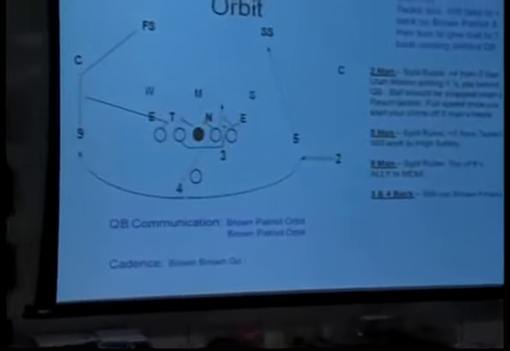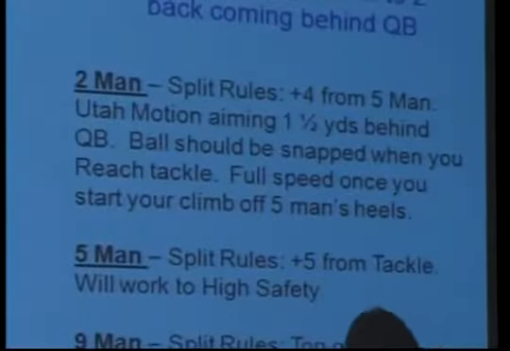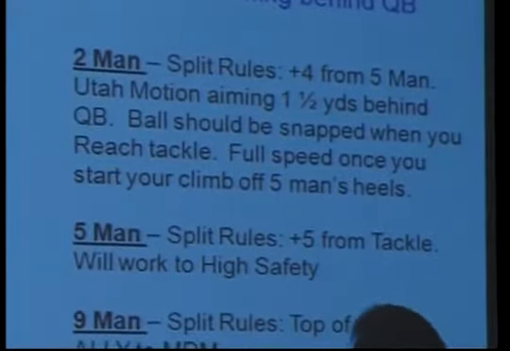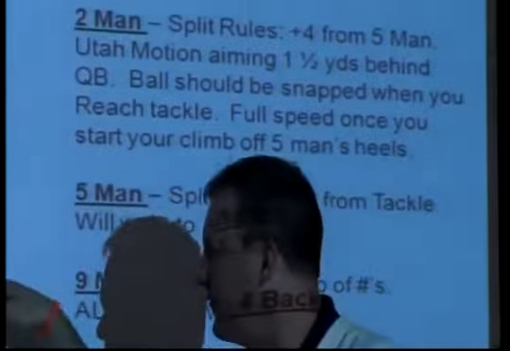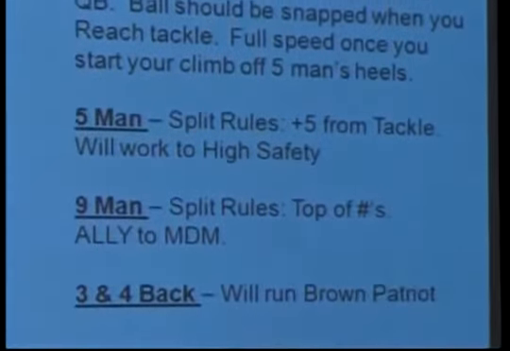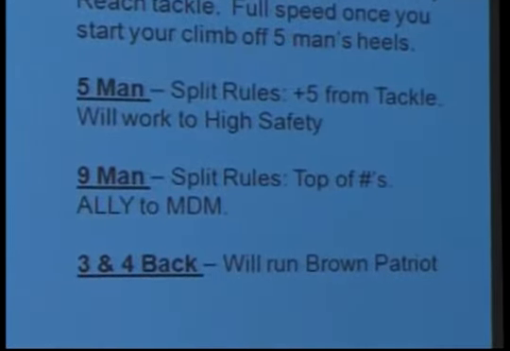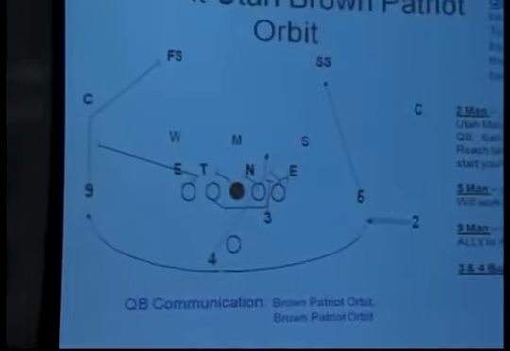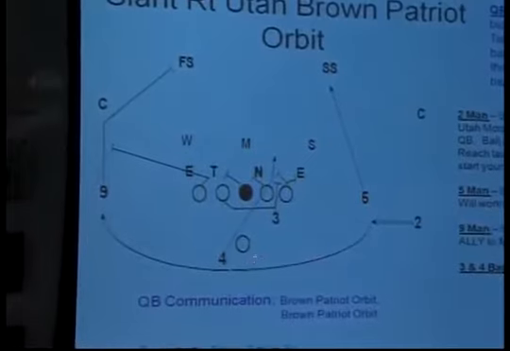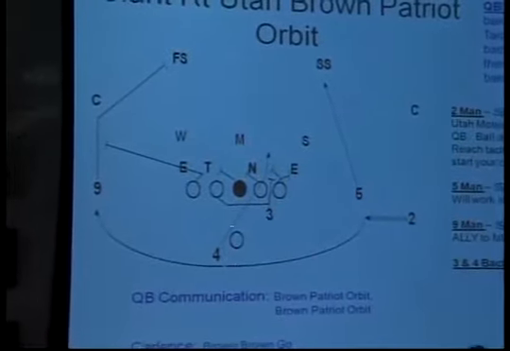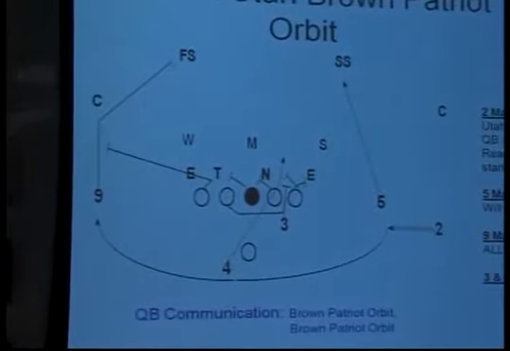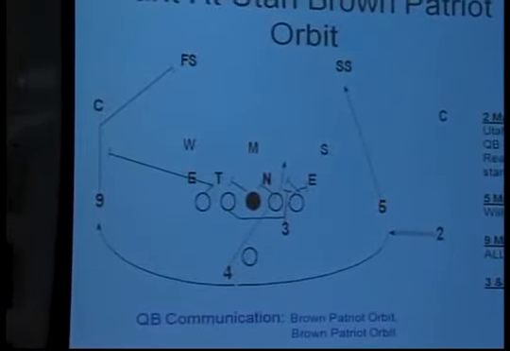Again, 2-man rules. He's +4 from the 5-man. The 5-man's going to be inside of the hash, or +5 from the tackle. Probably be a -1 inside the hash, and thereabout. And then we want him just shortly thereafter, 4 yards outside of him. Like I said, ball should be snapped when you enter the tackle box, full speed. Start your climb off the 5-man's heel, and we've talked about how close we want you here. That's the coaching point. 5-man, like I said, there's your splits, +5 from the tackle. You're going to work to the high safety.